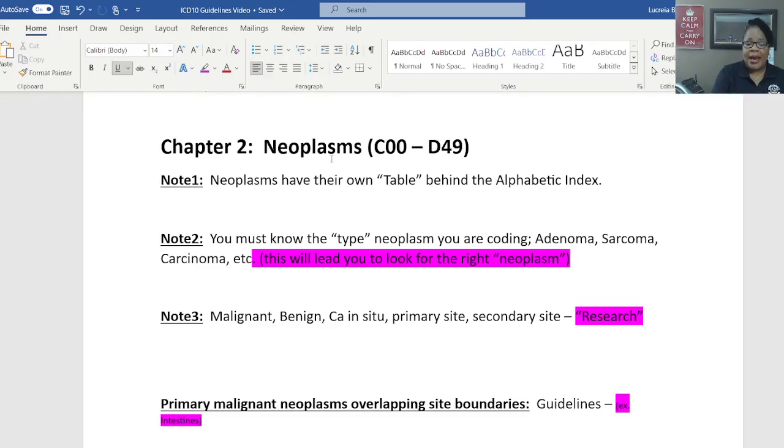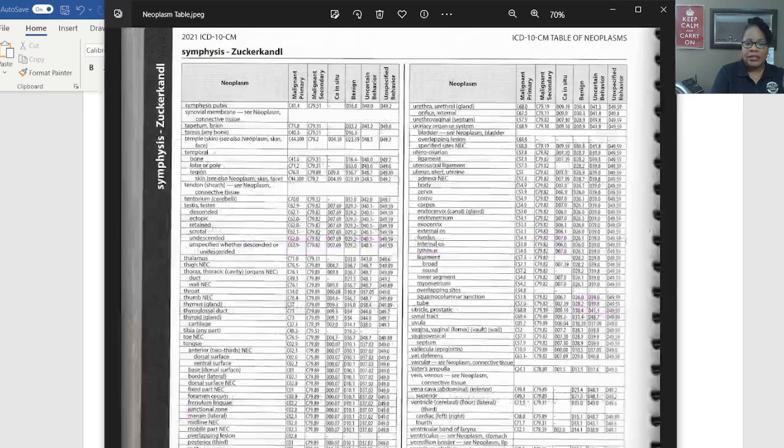We stopped at chapter 2, neoplasms, and those codes, the section is C00 through D49 of the ICD-10-CM classification. And I made a couple of notes. One, neoplasms have their own table, and it's behind the alphabetic index. That table will look very similar to this. This was just a screenshot of a book I had back in 2021. I'd taken a screenshot of the neoplasm table.